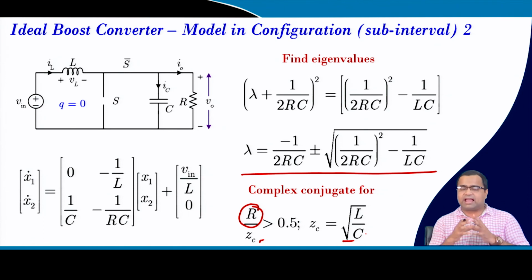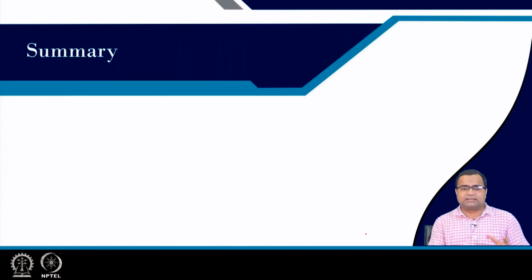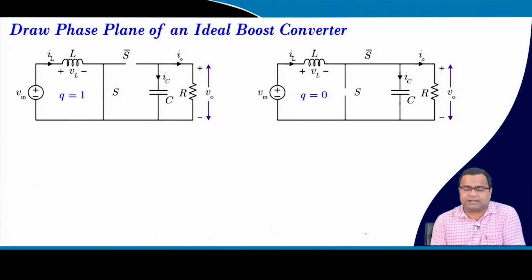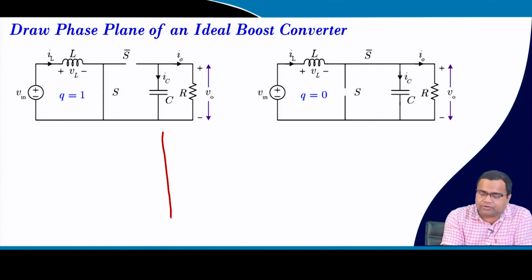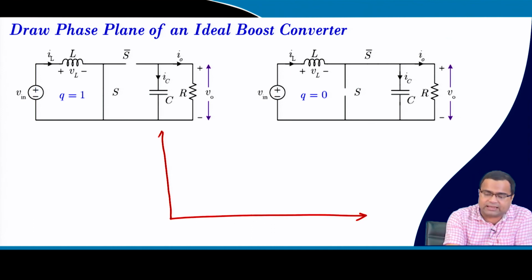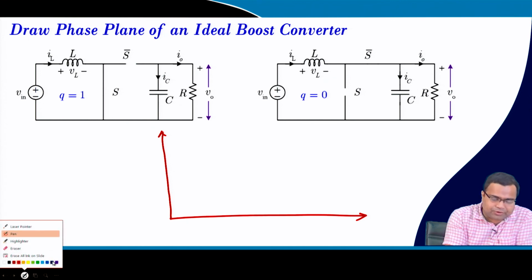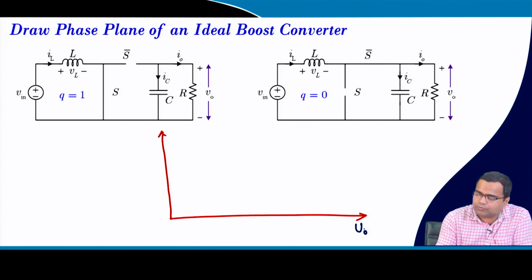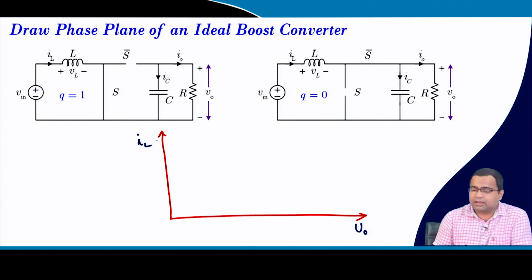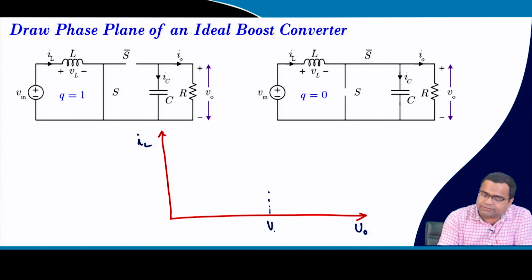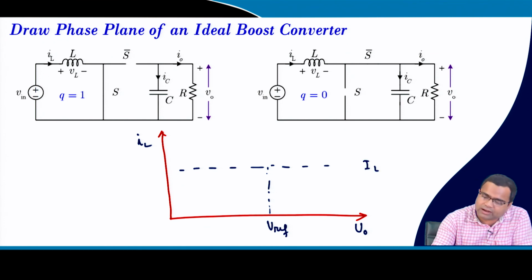So, from there we can draw the vector field for a boost converter in both the on and off states and their combination, and that we are going to discuss, drawing the phase plane. Because we can now draw analytically, suppose this is my output voltage and the inductor current. Suppose this is my operating voltage Vref, we want to achieve this Vref, and suppose this is my inductor average current where it will operate. So, it will look like this and this.